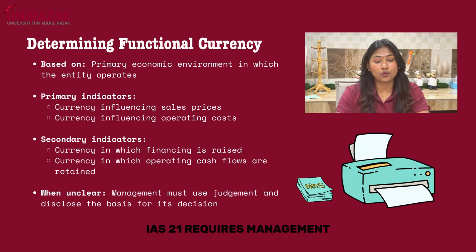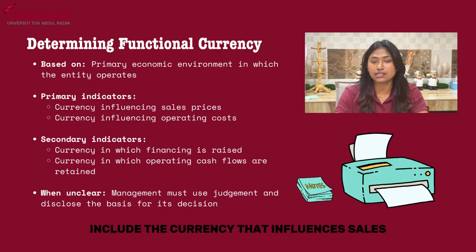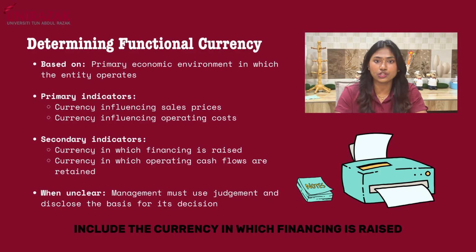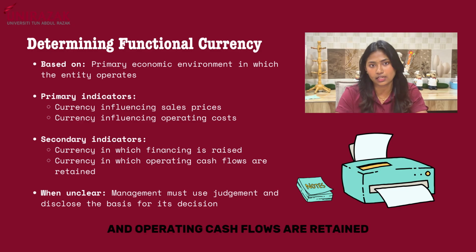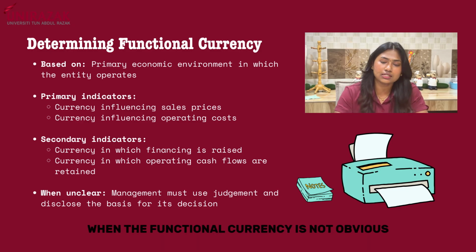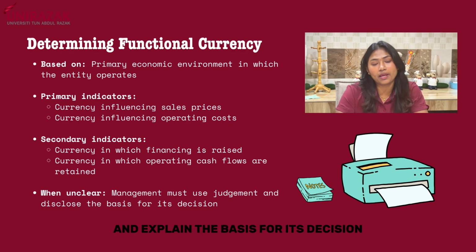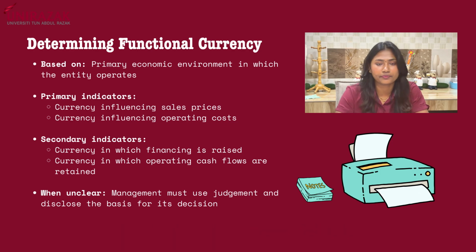IAS 21 requires management to determine the functional currency based on the primary economic environment in which the entity operates. Primary indicators include the currency that influences sales prices and operating costs. Secondary indicators include the currency in which financing is raised and operating cash flows are retained. When the functional currency is not obvious, management must apply judgment and explain the basis for its decision.